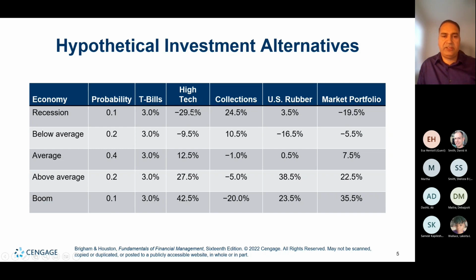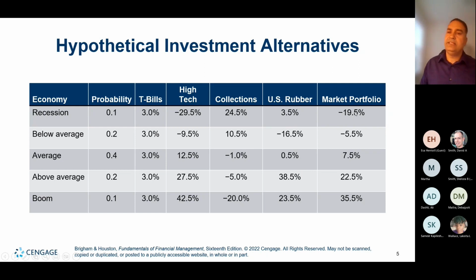For the high-tech industry, if there's a recession, you have the possibility of losing 29 or about 30% of your money. But if the economy is in boom, you can earn 42% as compared to the 3% on the T-bills. So there will be two different persons with the same amount of money to invest. One will be investing in T-bills, another person is investing in the high-tech industry. One person is more risk averse and tries to be on the safe side, forgoing those higher returns, but the other person is taking risk and there's a possibility of earning a lot of money as well. For the collections and US rubber, we have these different rates as well, and the data points that we've got in the market portfolio.